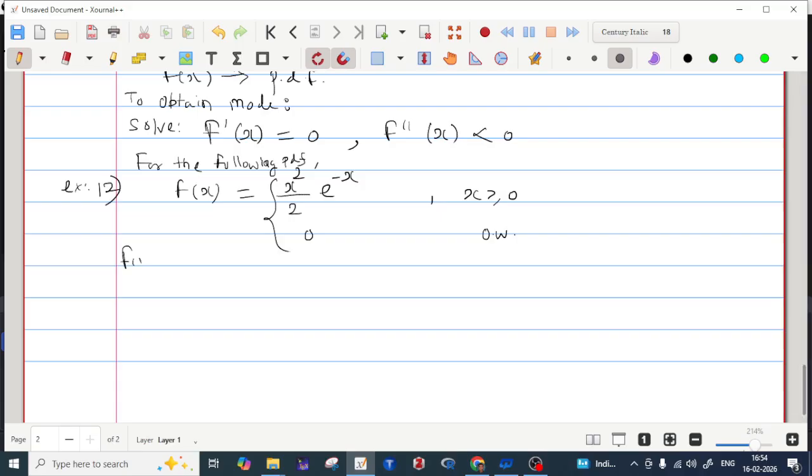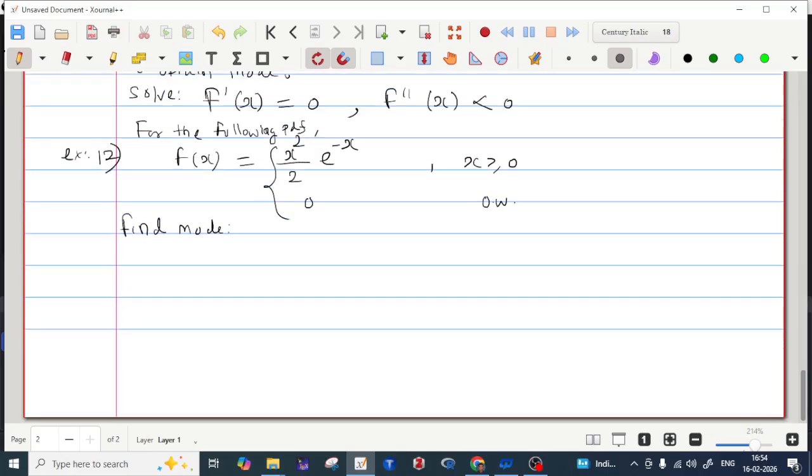find the mode. What is f(x) here? x squared upon 2 e raised to minus x.